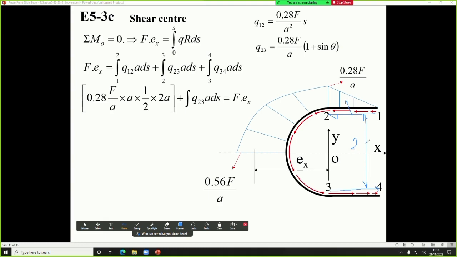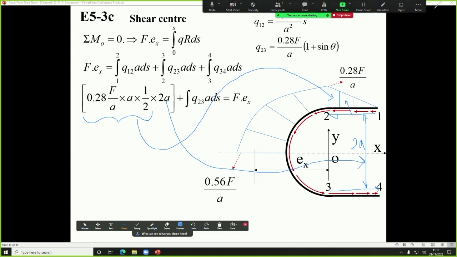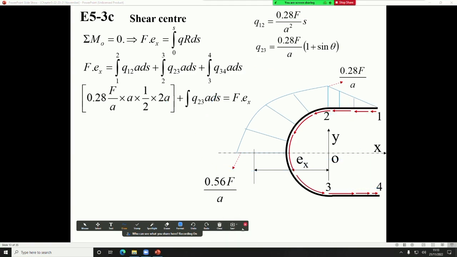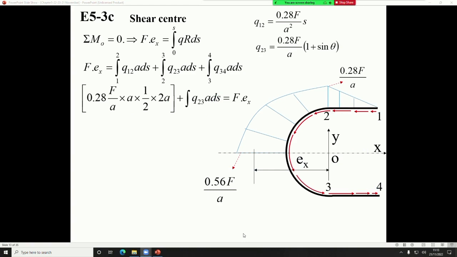So instead of solving that integral, what I've done here is I found this area, which is the area of this triangle, and multiplied it by this 2a. Or if you're happy to find the integrals, you can do that, it's exactly the same. You find one of them, then multiply it by 2. Any question?